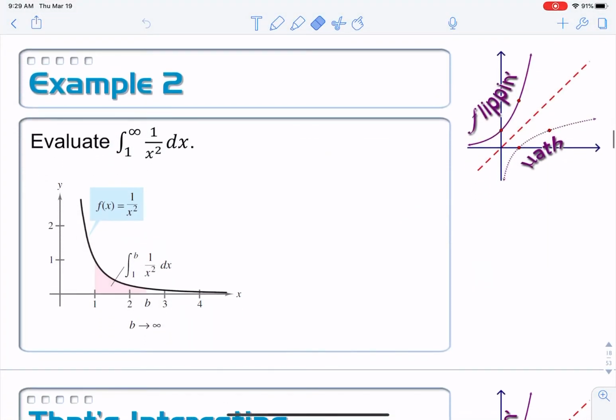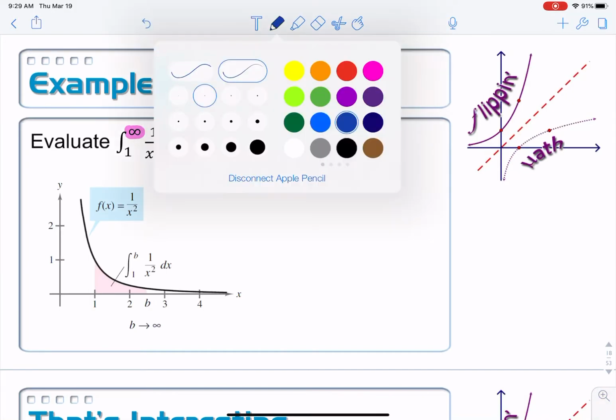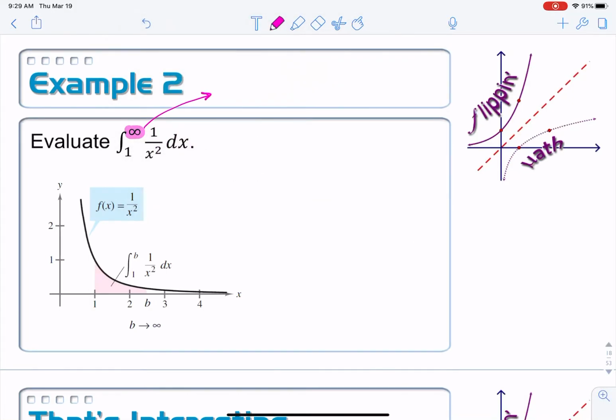Again, what makes this improper is the fact that we've got an infinity right up here. It's very obvious. Then we want to turn this into a limit. So I'm going to take that infinity out, replace it with a b, and take the limit as b goes to infinity. You don't have to use b. You can use whatever letter you want as long as it's not one that's already used in the problem. The definite integral from 1 to b, 1 over x squared dx.